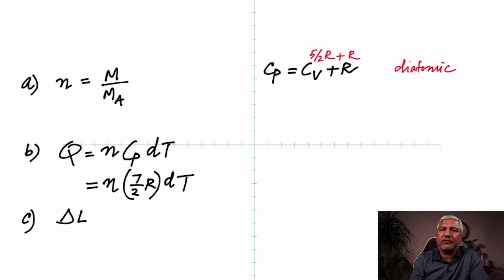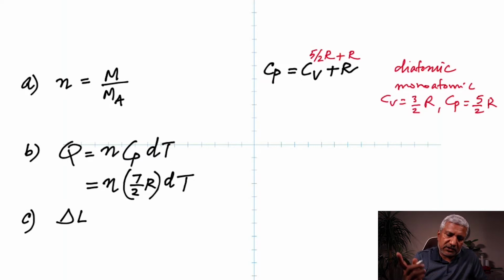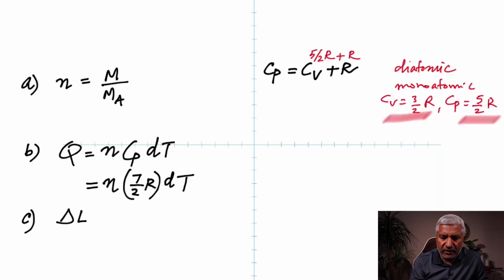That's only for diatomic gases. Somebody should have asked, what about monoatomic gases? I'm glad you asked. If it's monoatomic, Cv would be 3 by 2 R and Cp would be 5 by 2 R. That's how it changes. Just take away R and it goes there. And if it's triatomic, it's going to be 9 over 2 R and 7 over 2 R. But it's enough to know the values for monoatomic and diatomic.